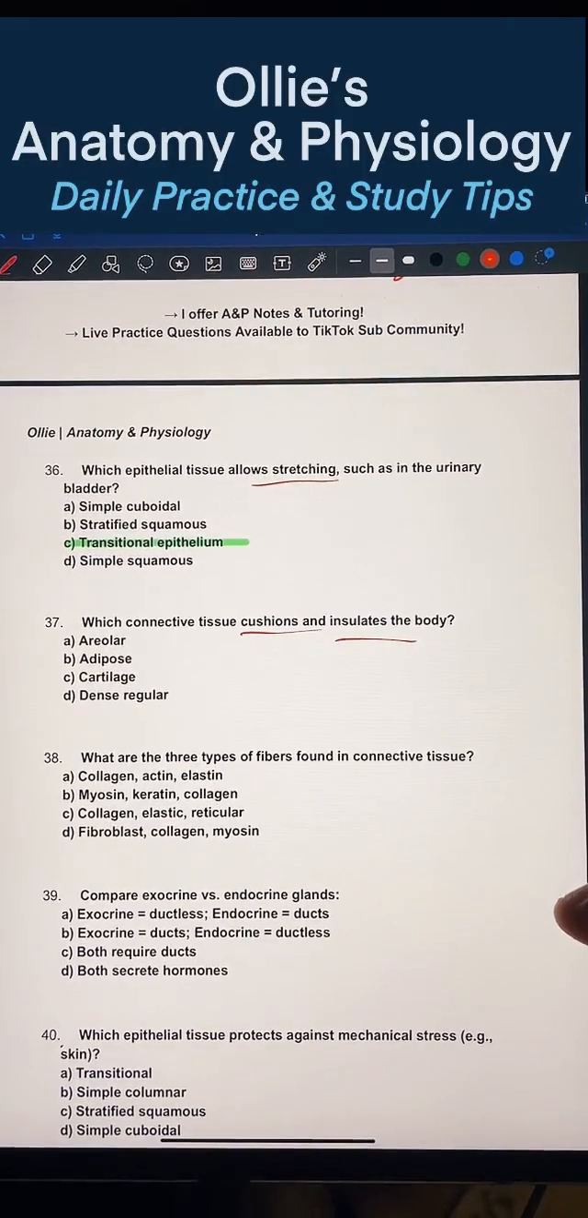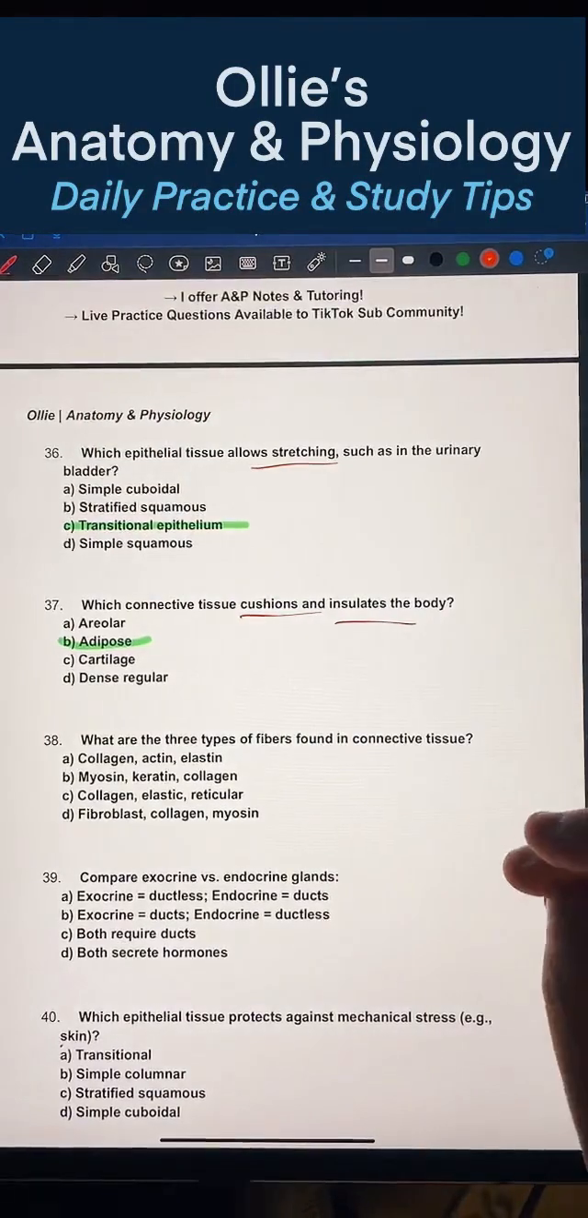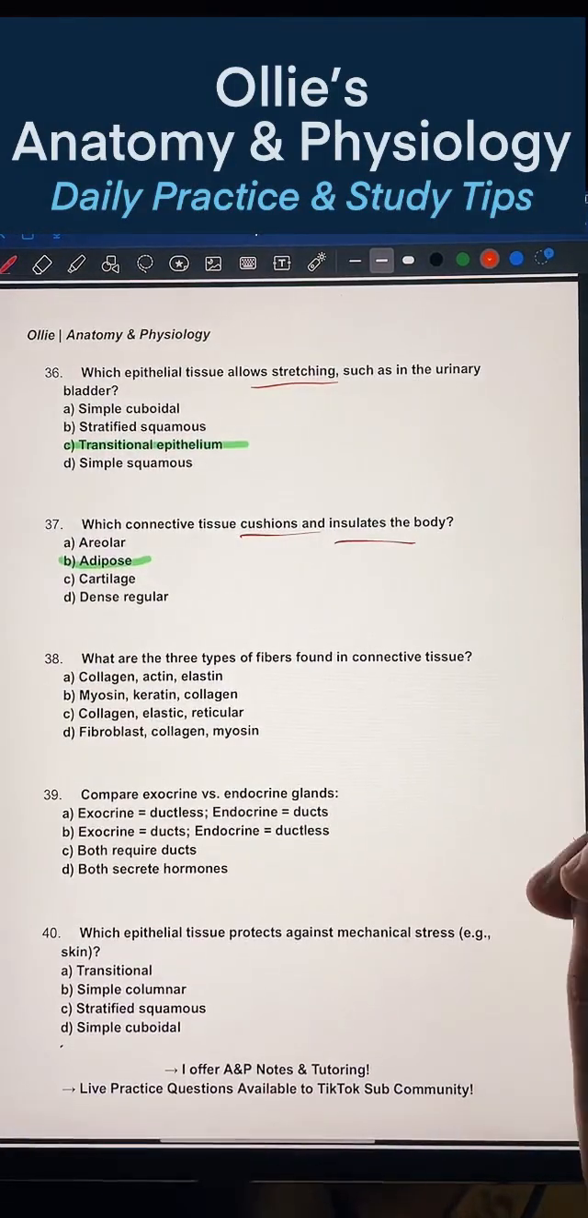Number 37, the answer is adipose tissue. It stores our fat. Again, fat has cushioning and insulation properties.